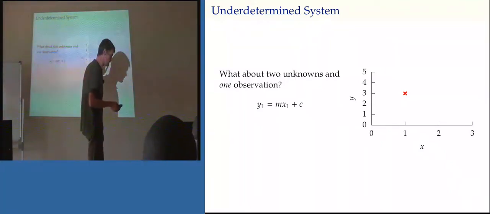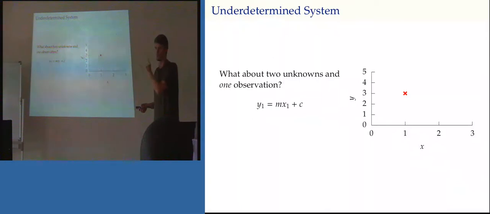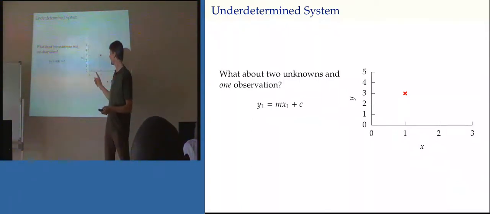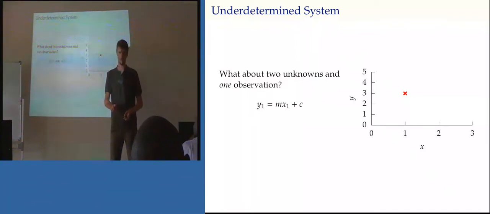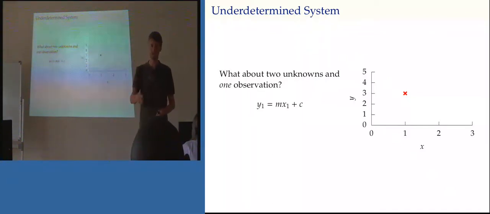Well, let's look at one data point. Let's go back to linear regression. How are we going to do linear regression with one data point? This is an underdetermined system. We have two unknowns, M and C, and we have one observation. Oh dear. We can't determine these parameters. How do we deal with the underdetermined system? What do we need to introduce? Anyone?